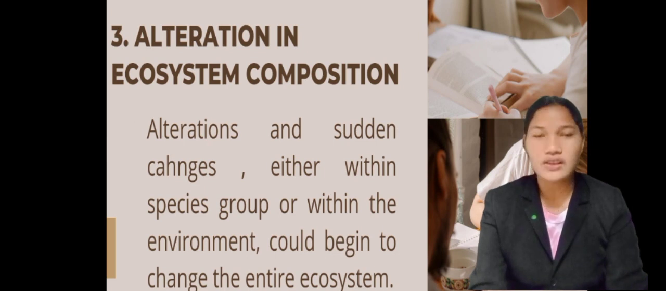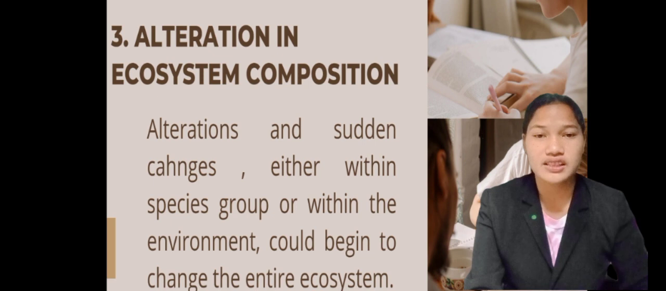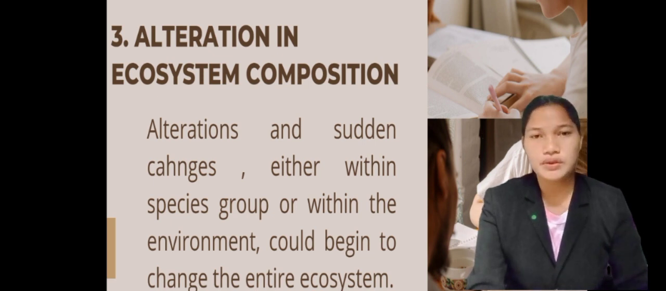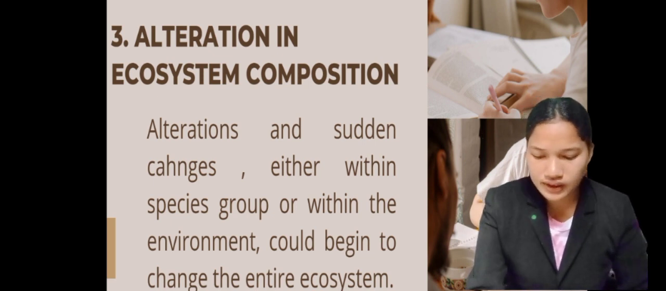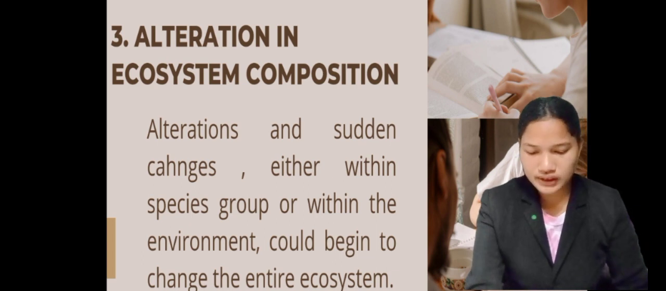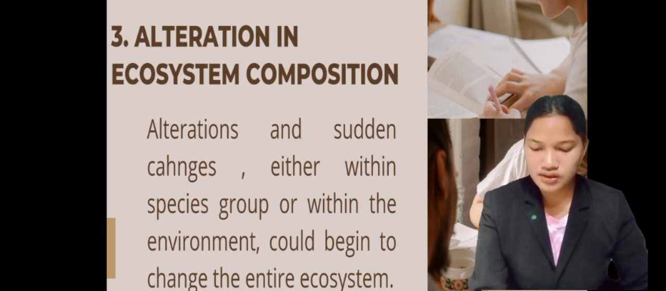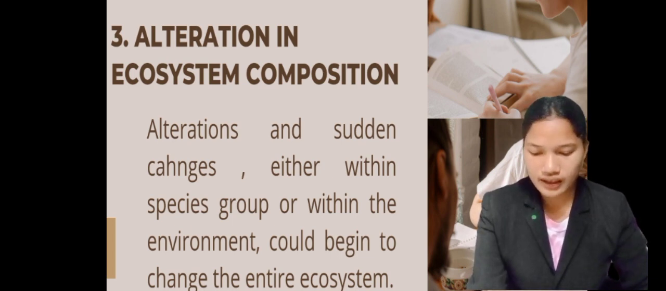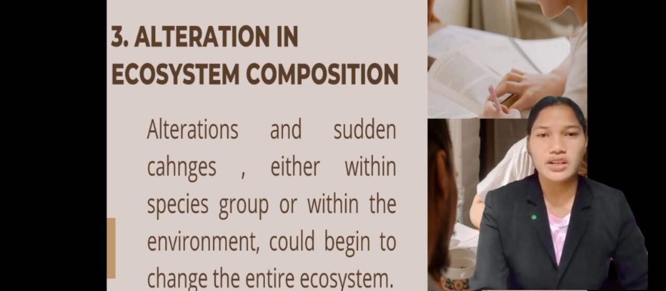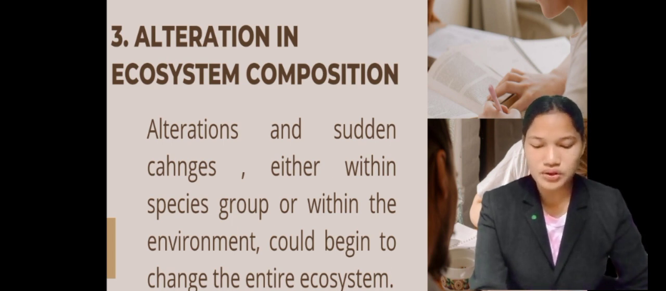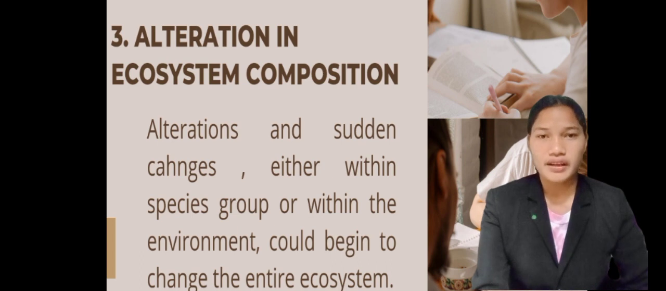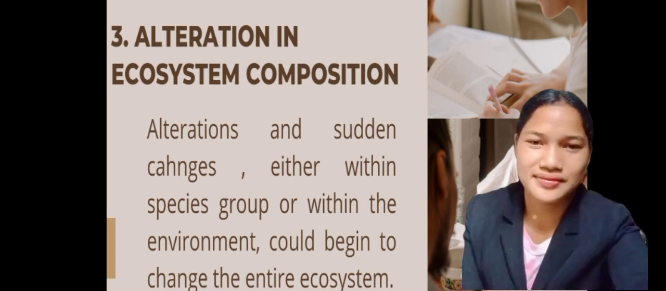Alteration in ecosystem composition. Alterations and sudden changes, either within a species or group, within the environment, could begin to change the entire ecosystem. This is a critical factor in species and habitat loss. It leads to animal migration. It can also lead to loss of biodiversity.